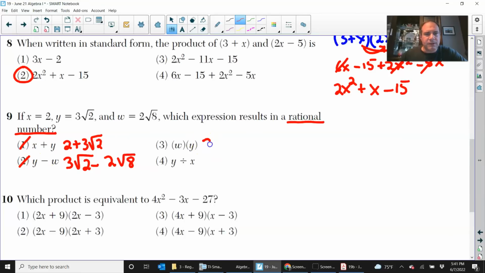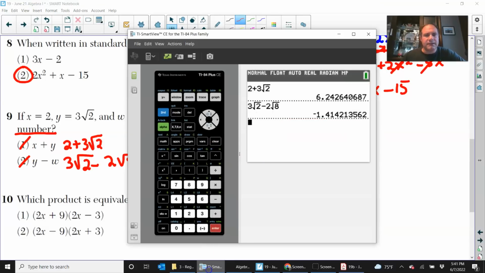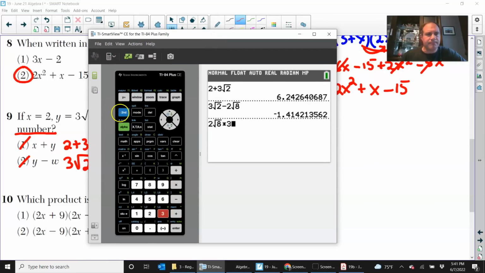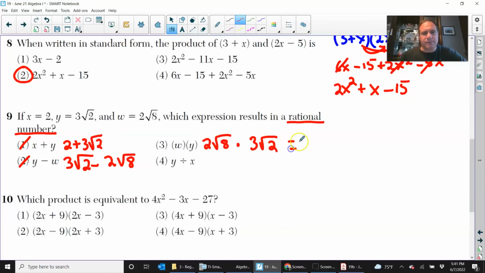Then I'm going to take w, and I'm going to go 2 square root of 8 times y, which is 3 square root of 2. So I'm going to put it in just like that. 2 square root of 8 times, and let me just check again, 3 square root of 2. I'm going to press to the right, press enter, and it is 24. This equals 24. That's rational. No need to check 4. 3 is your answer.